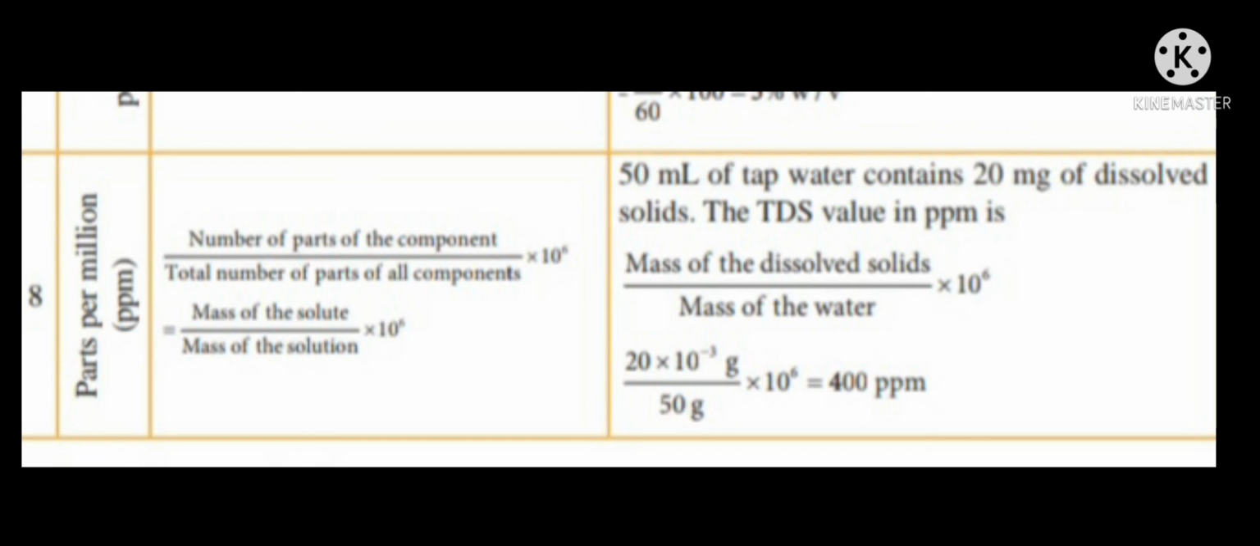We will get 20 into 10 to the power minus 3 gram divided by 50 gram into 10 to the power 6. After simplification, we will get 400 ppm. Here, the ppm represents parts per million. Hence, we completed the topic expressing concentration of solutions using different units. All the topics are very important.